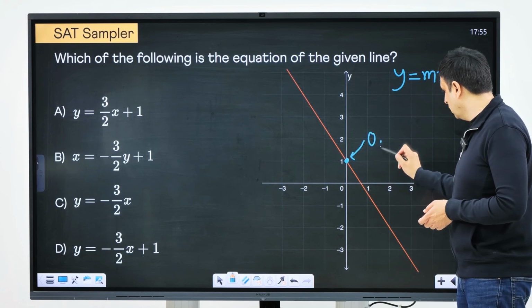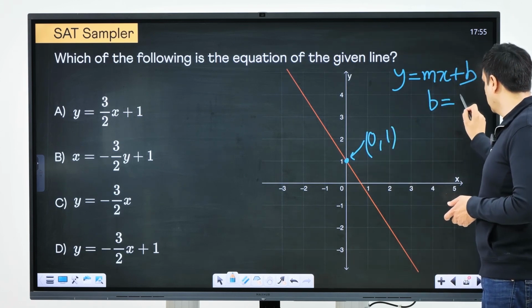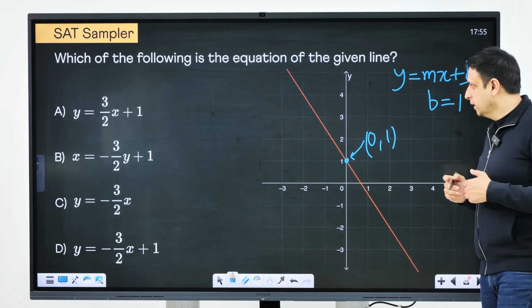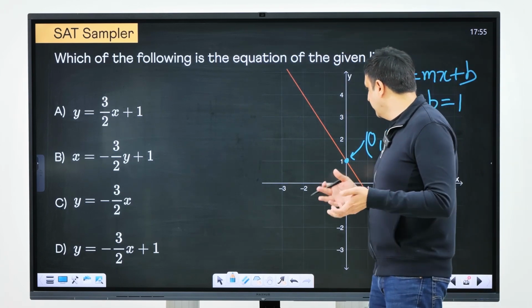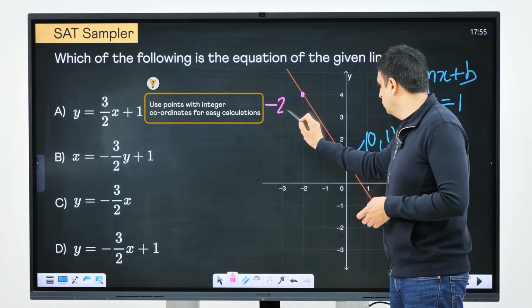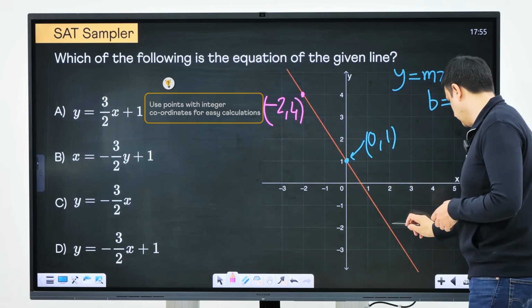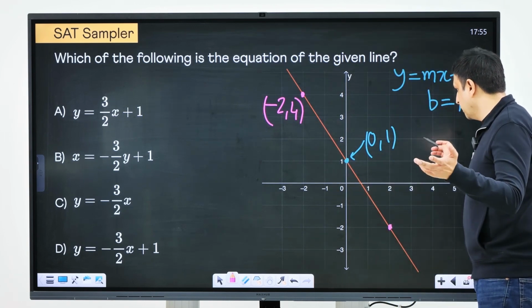This point is (0, 1). So the y coordinate is 1, which means that b is equal to 1. But what about the slope? To find the slope, we can take any 2 points on the line. So let me take this point perhaps, which is (-2, 4), and I could take maybe this point. It doesn't matter, you can take any 2 points.